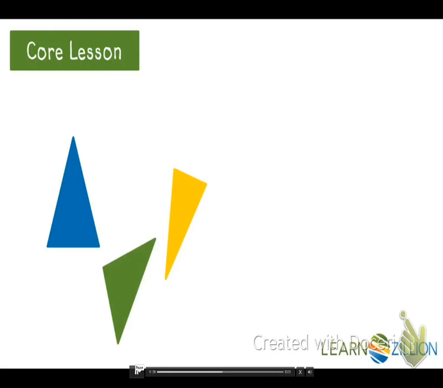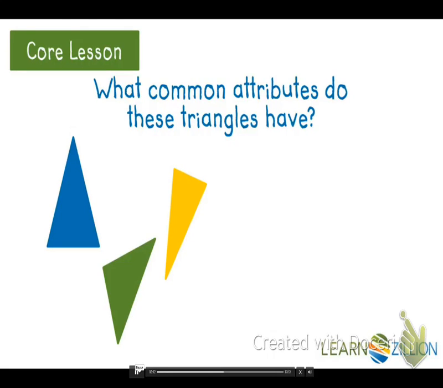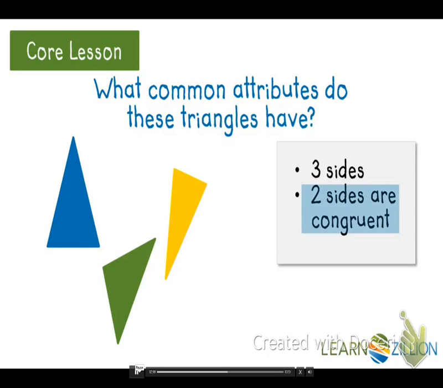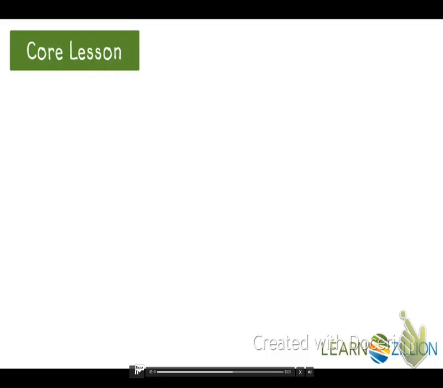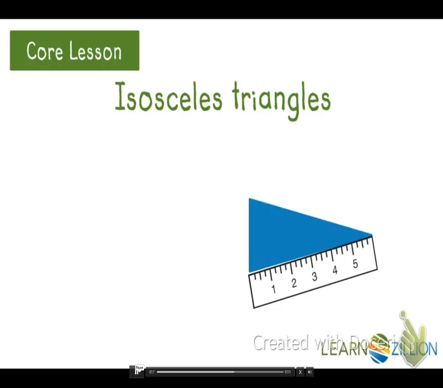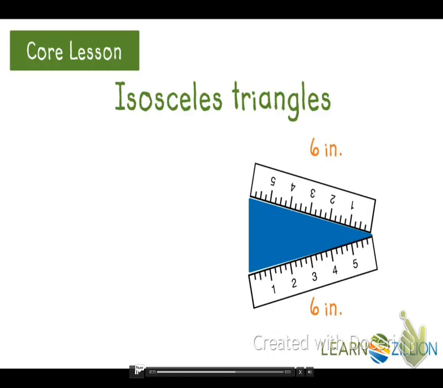What common attributes do these shapes have? 3 sides. 2 of their sides are congruent. These triangles are isosceles triangles because they have 2 sides that are congruent. If we measured the sides of an isosceles triangle, we would find that 2 of the 3 sides are the same length. Notice that we use matching tick marks to show the 2 congruent sides of the isosceles triangle.